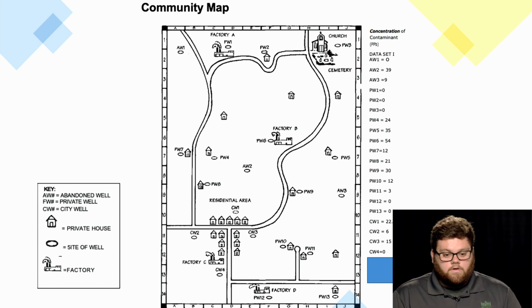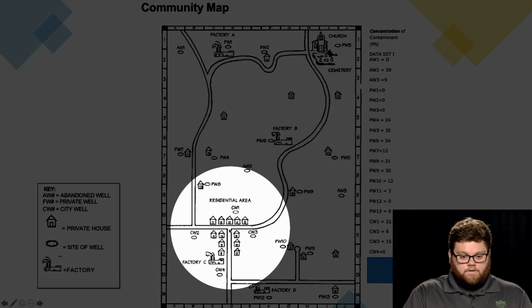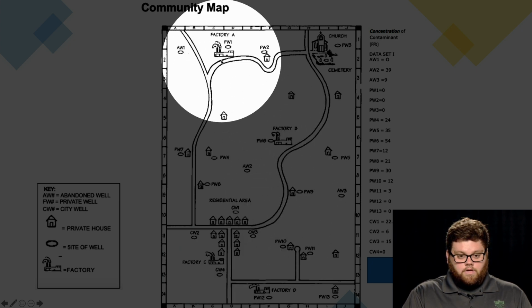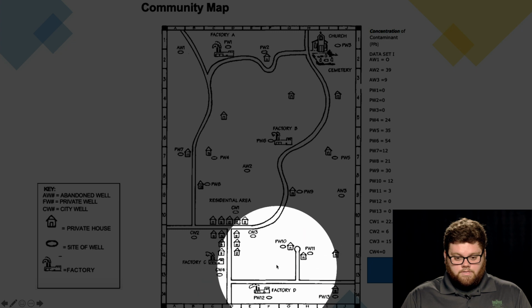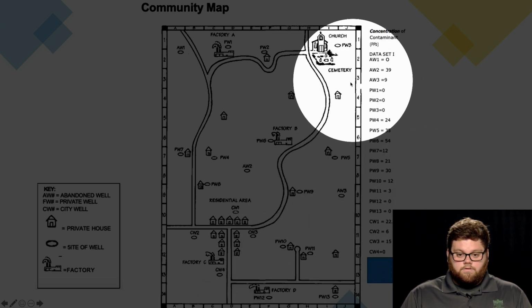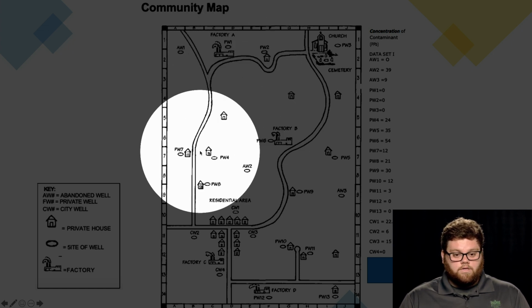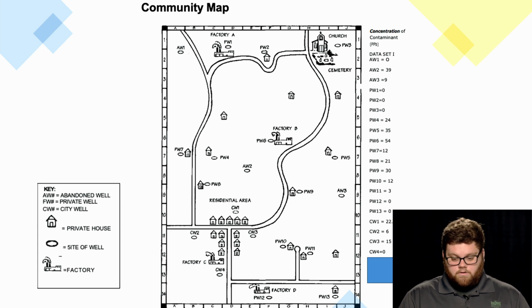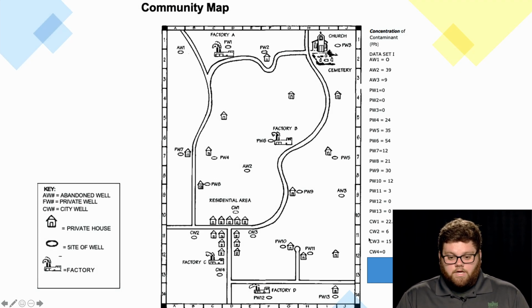So here is a map of our town. You can see there's residential areas scattered about, the main one being down here. There's a few factories here, here, and here, one more up here. There's a church with a cemetery up here along, these are all roads. All of these different points, the PW and the CW, are different types of wells. We have abandoned wells marked with an AW, private wells marked with a PW, and city wells marked with a CW. On the right here, we have a list of the results of our arsenic testing. What I'm going to do now is plot a few of these results, and we're going to try to map and see if we can figure out where the arsenic may be coming from.